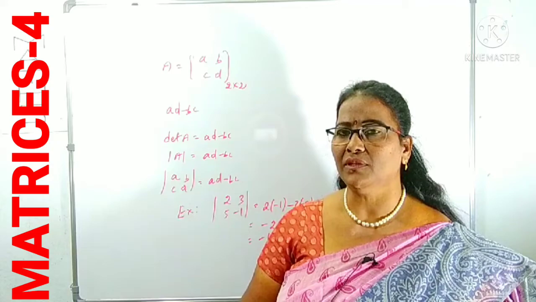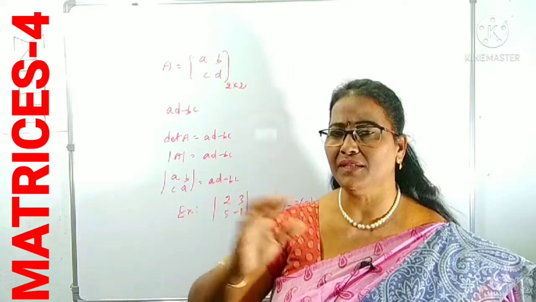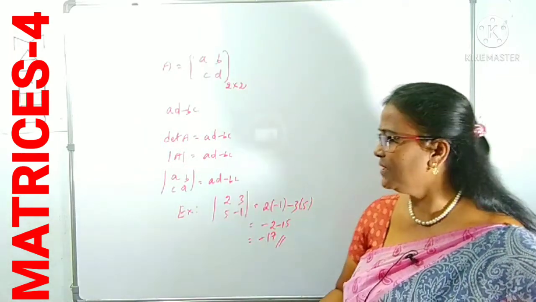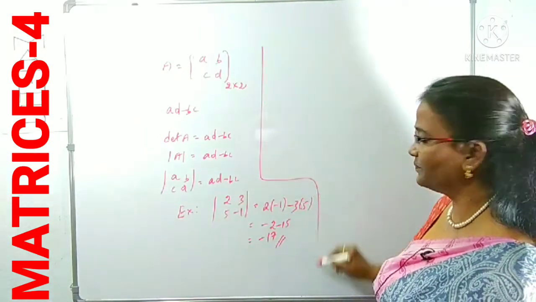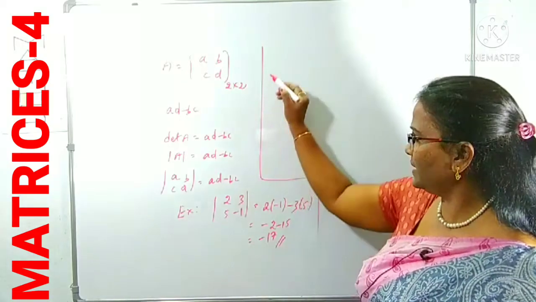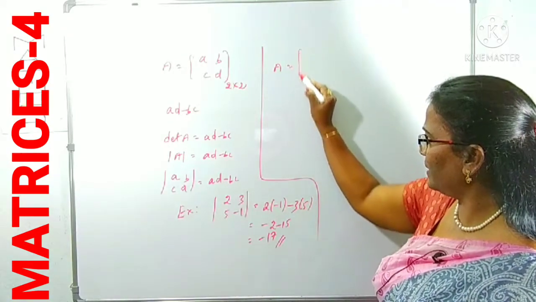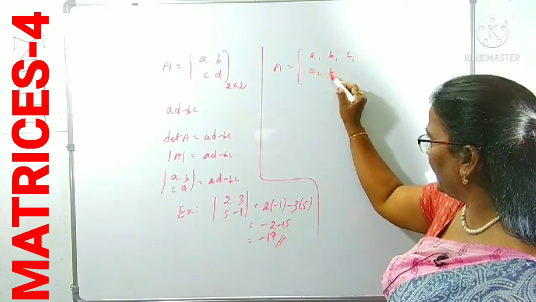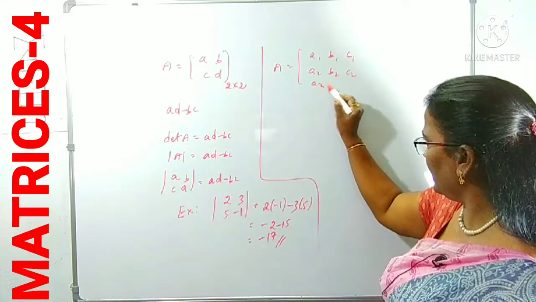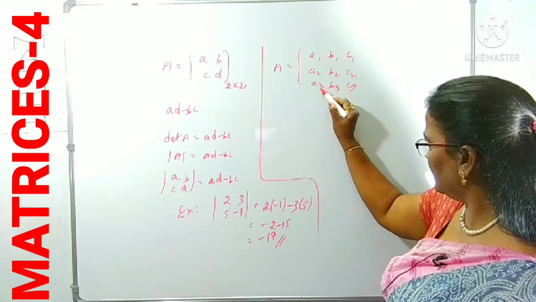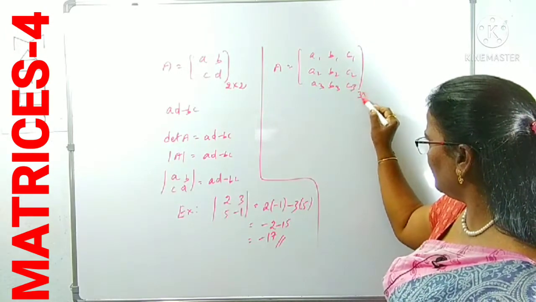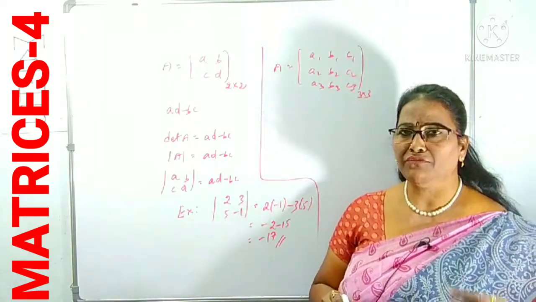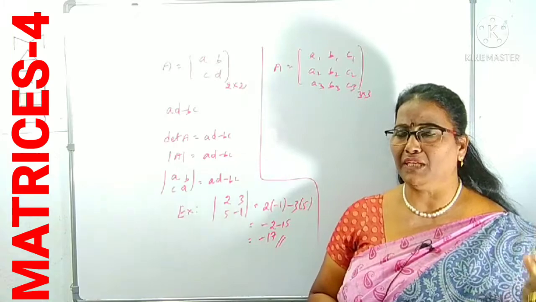Now we will discuss what is a minor of an element, what is cofactor of an element. Simply you have to know, nothing to worry about this one. Okay. So we can take A is any matrix in the form of a1, b1, c1, a2, b2, c2, a3, b3, c3. This is which type? Yes, 3 by 3 matrix. There are how many elements? 9 elements. We can find out the minor of each and every element like this.